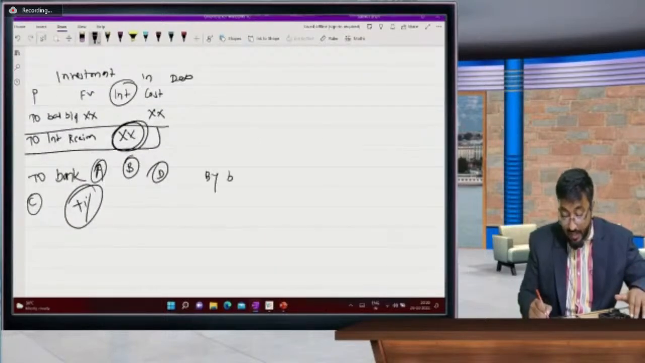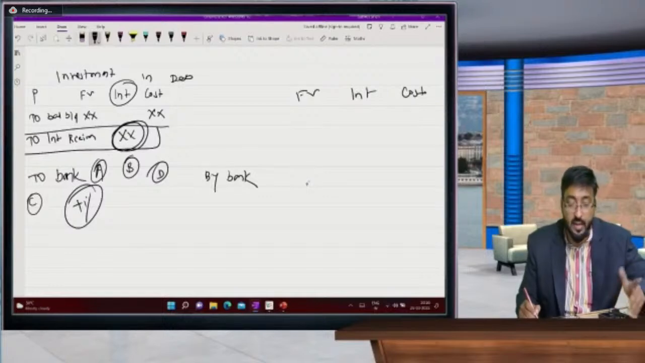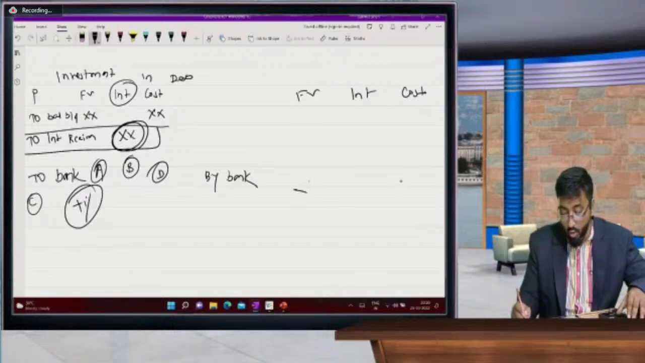Normally the interest date. Where are you going to write interest? On the opposite side, by bank. In which column? Interest. Are you going to write anything in the face value column? No. Anything in the cost column? No.